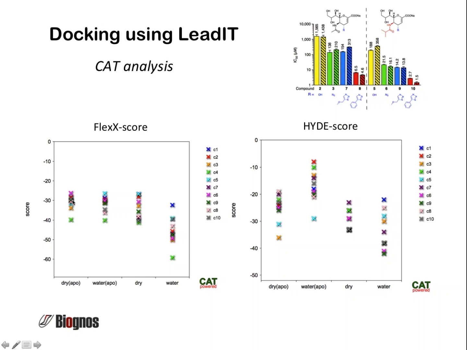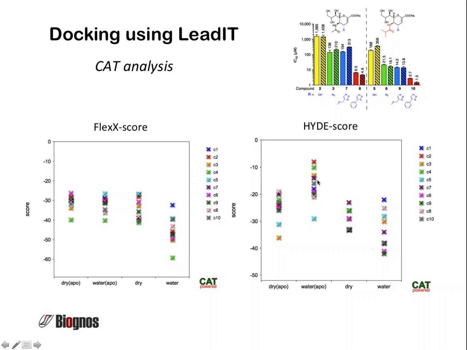What you can see on the left side is the FlexX score, and with the four receptors you can see that the APO structure gives a much worse score, so it's not so well shaped, obviously, for accommodating the ligands. The dry version of the receptor with the Zanamivir in it gives a much better score than is achieved when the water is included, and the sequences of the compounds are much closer to experimental values.